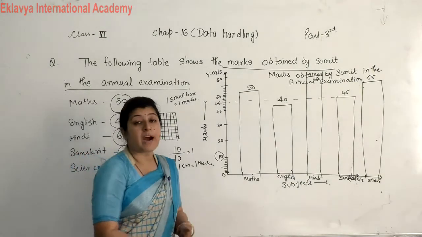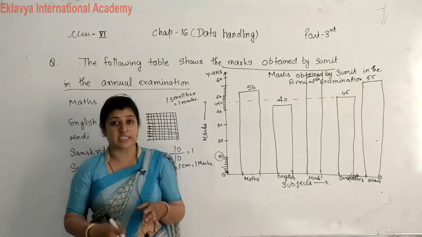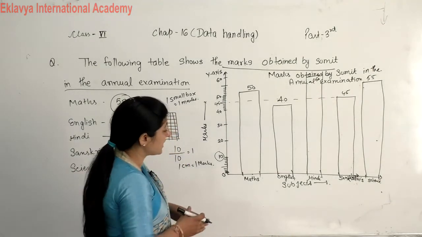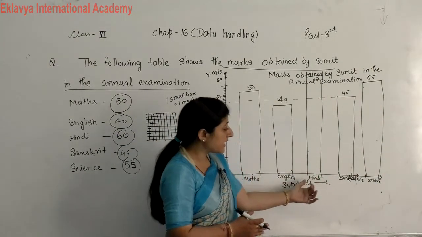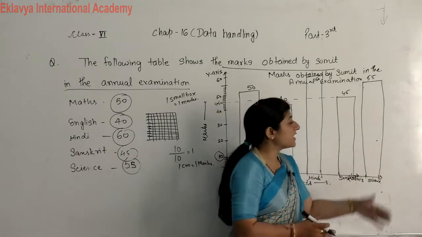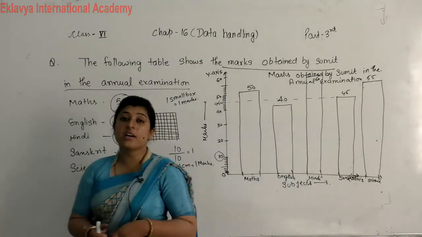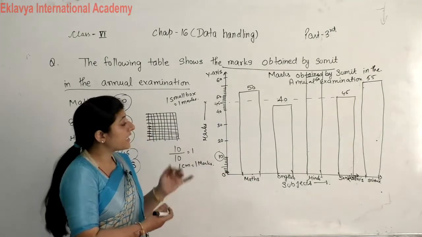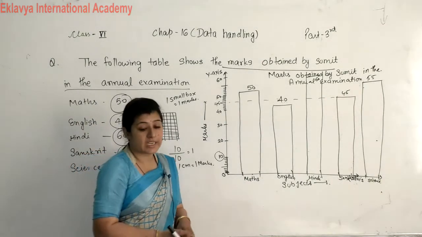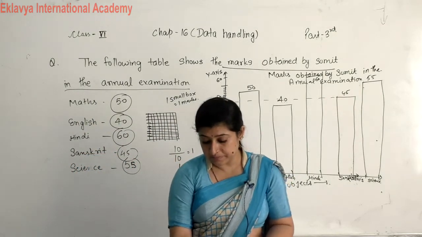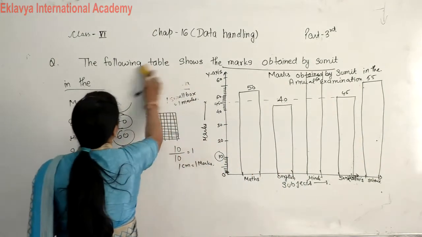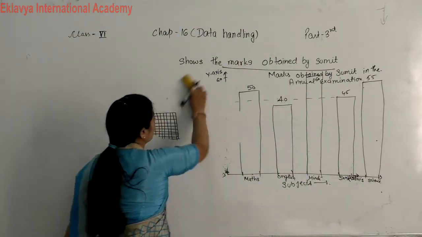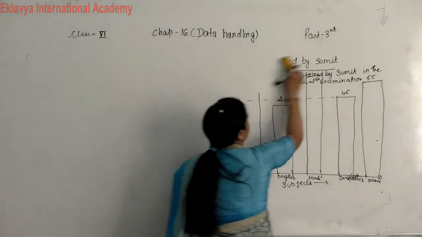What is the sum of marks in Hindi and Science? How many marks in total does he have in these two subjects together? Hindi 60, Science 55, that is 115 marks. So from this bar graph we can take so much information easily. Okay, let's see the next example. All these questions you will practice on the graph paper.